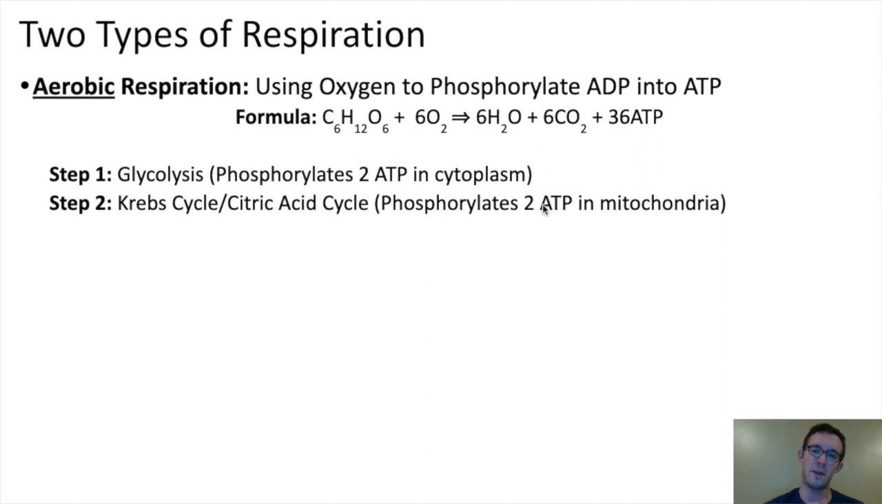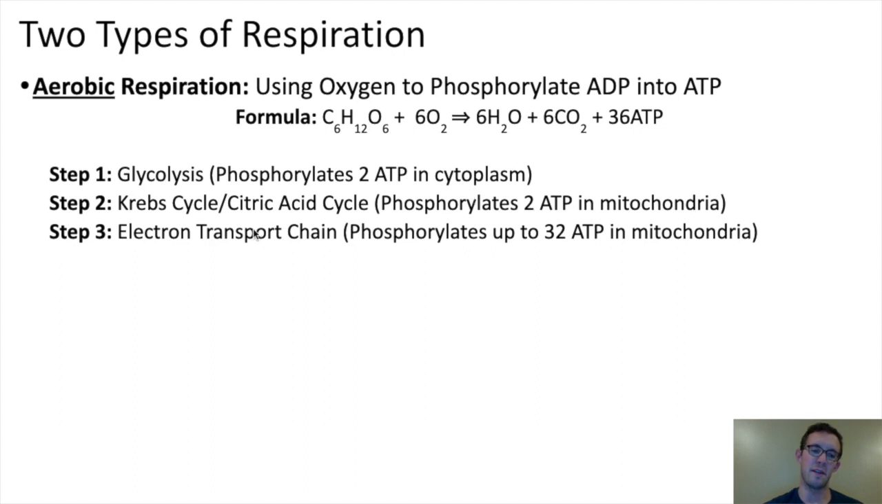Then the remaining 32 ATP get phosphorylated in the last step of aerobic respiration, called the electron transport chain. That also occurs across the mitochondrial membrane. We'll do a deeper dive on all 3 of these steps later on in this unit, but this is the overview of aerobic respiration.